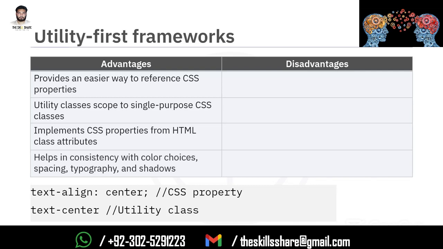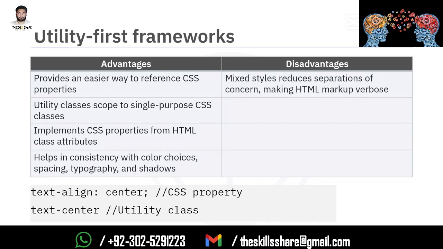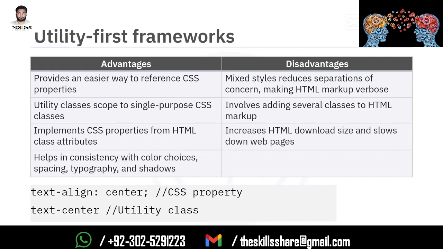They make it easy to be consistent with color choices, spacing, typography, shadows, and everything else that makes up a well-engineered design system. However, having these styles mixed into your HTML classes reduces the separation of concerns within your code, making your HTML markup more verbose. Since utility-first frameworks involve adding many classes to your HTML markup, this often causes the download size of your markup to increase and potentially slows down your web pages.